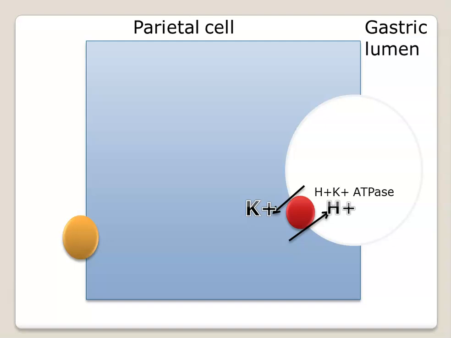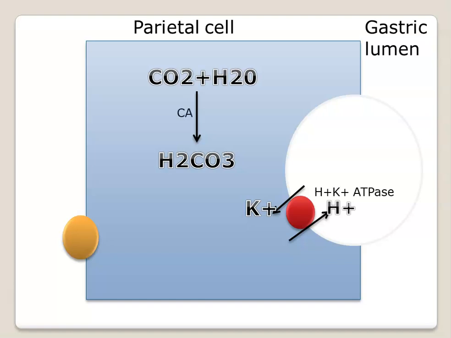First, we are going to see how the H plus ions are formed in the parietal cell. Carbon dioxide and water combine to form carbonic acid in the cytoplasm of the parietal cell with the help of the carbonic anhydrase enzyme. This carbonic acid again splits into bicarbonate and H plus ions. These H plus ions enter the gastric lumen in exchange of potassium ions. This process needs the hydrolysis of ATP.